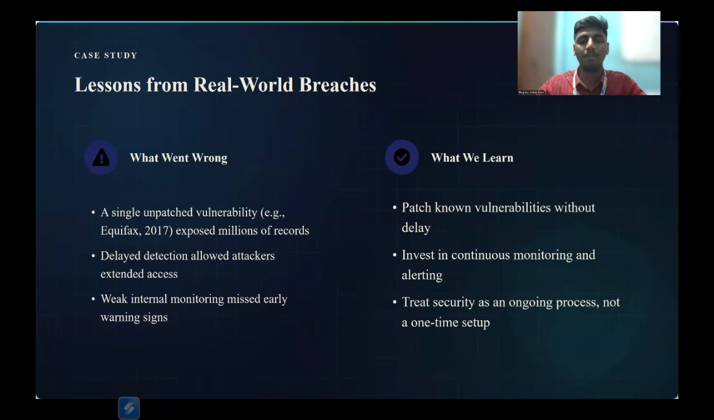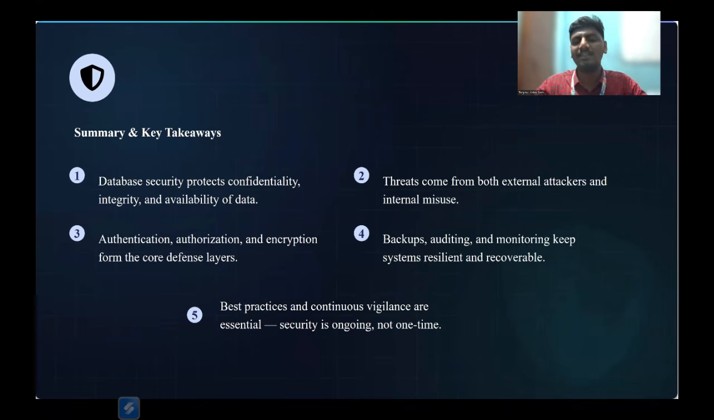So the summary and key takeaways of this whole presentation: database security protects the confidentiality, integrity, and availability of data. Authentication, authorization, and encryption form the core defense layers. Threats come from both external attackers and internal misuse. Backup, auditing, and monitoring keep systems resilient and recoverable. Best practices and continuous resilience are essential. Security is ongoing, not one-time.